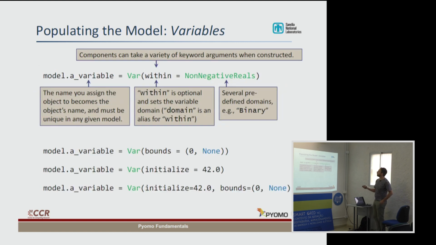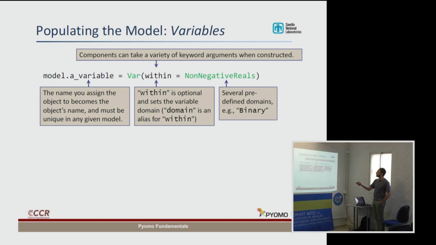So the variables. The model dot my variable is equal to a variable. So this is a class of Pyomo. And here in the brackets, you will find some arguments. Here in this example, we define the domain of the variable, and here the domain is non-negative reals. Okay, so here I declare a variable, which belongs to the model, and is a variable within the non-negative reals. So positive plus 0.